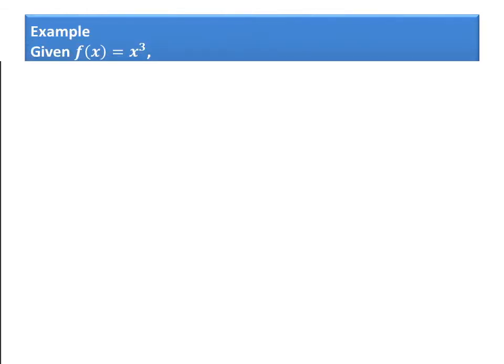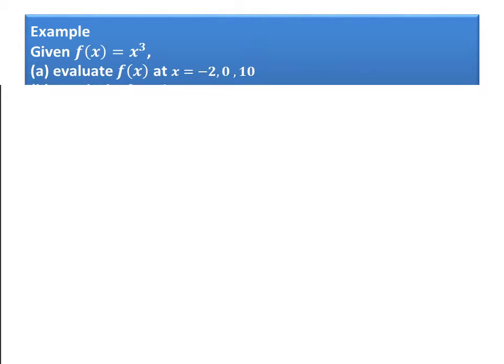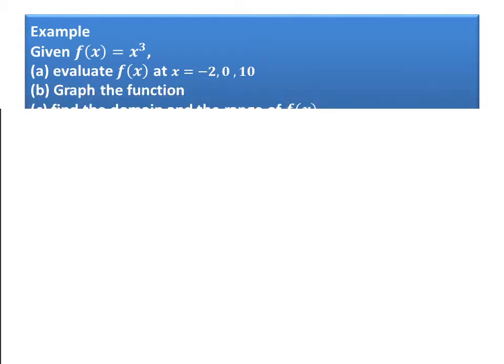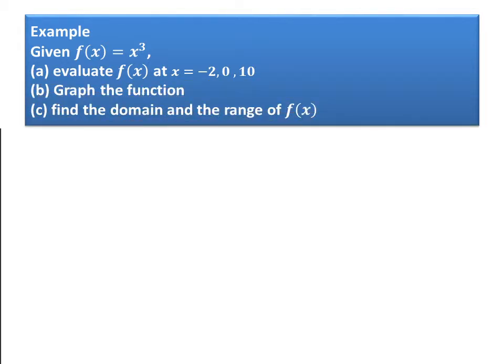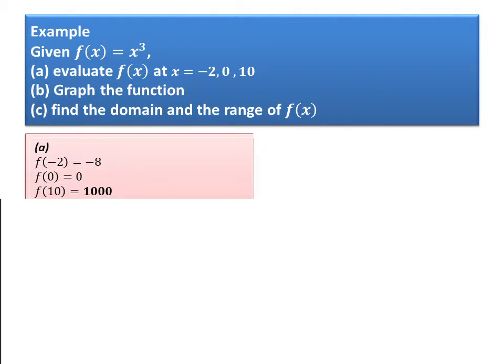Here we have an example for f of x equal to x cubed. We also ask you to evaluate f of x at x equal to minus 2, x equal to 0, and x equal to 10. Then graph the function, and then find its domain and range. So first we start with minus 2. What's f of minus 2? It's minus 2 cubed, so it is minus 8. Then f of 0: 0 cubed is 0. F of 10: 10 cubed is 1000.